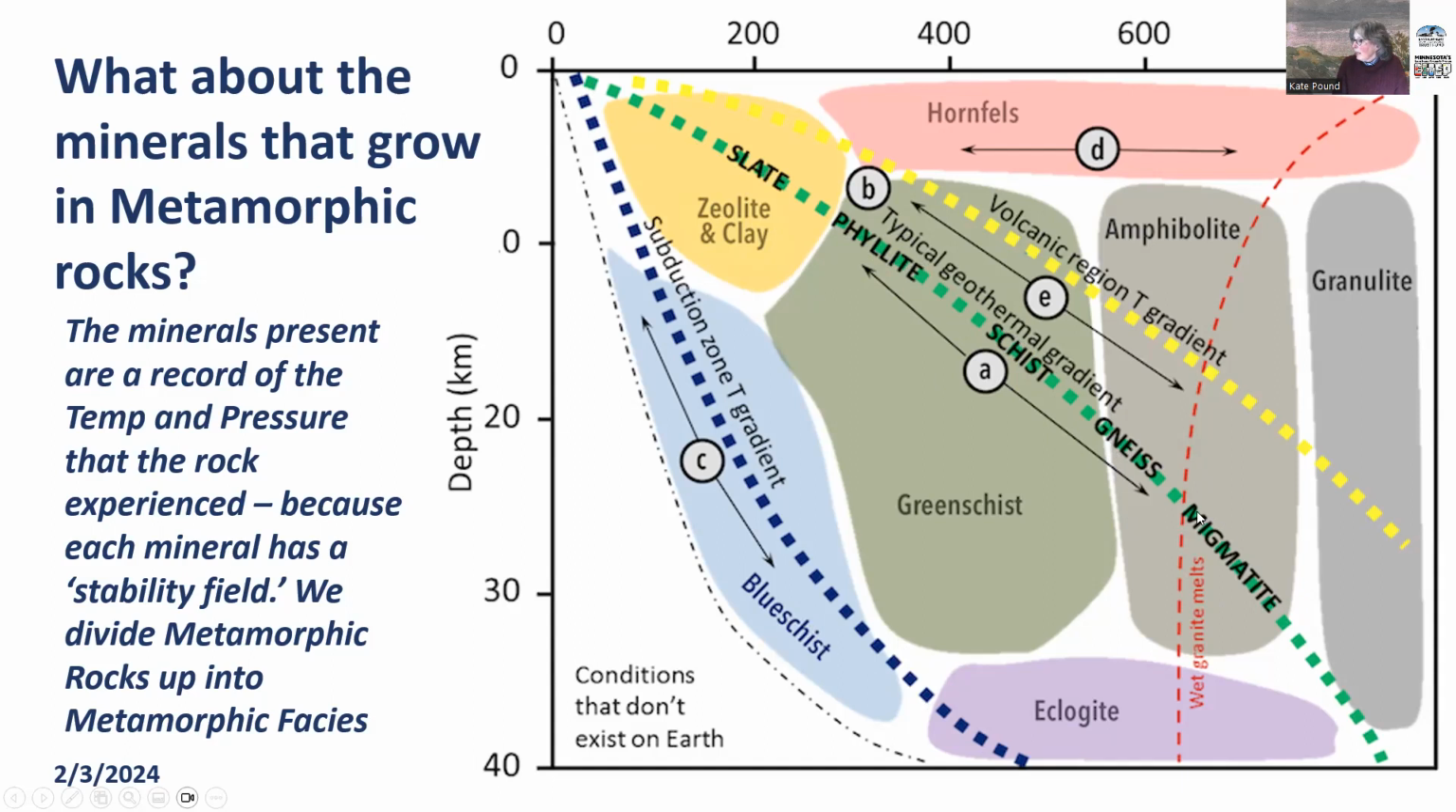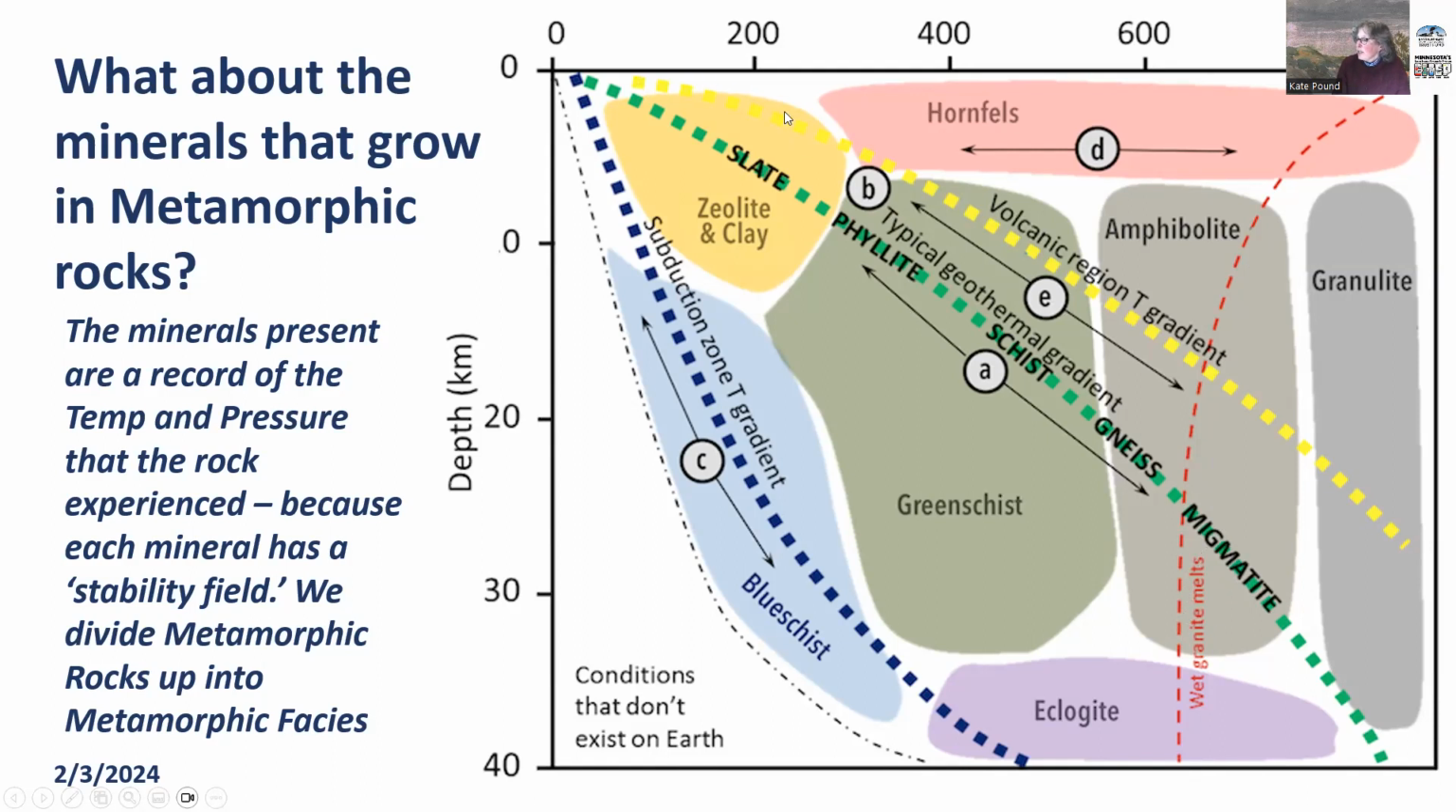Oh, and look here, we're starting to get migmatites. Remember, these are when a rock starts to have areas that are melting. And you'll notice that that coincides with this red dashed line here. It says wet granite melts. And when it says wet granite, it just means that there is a bit of water in it. That always means that it melts more easily.